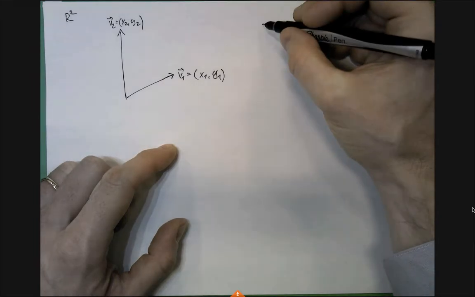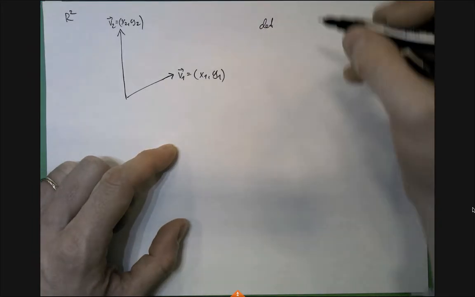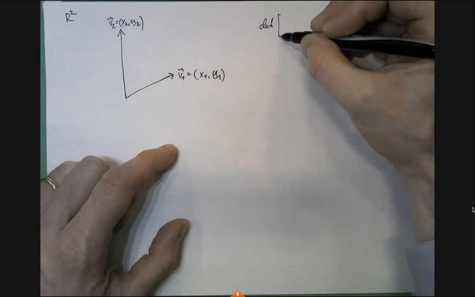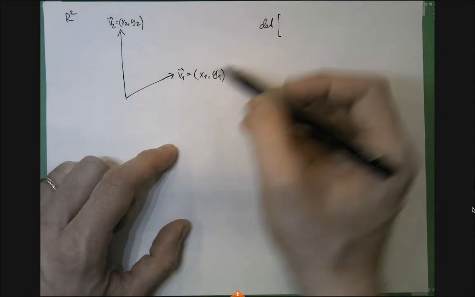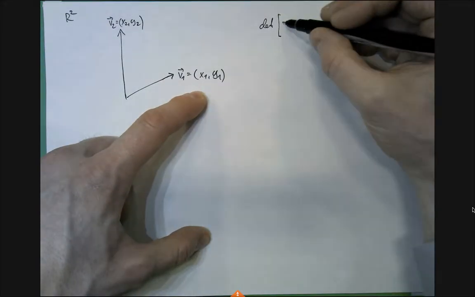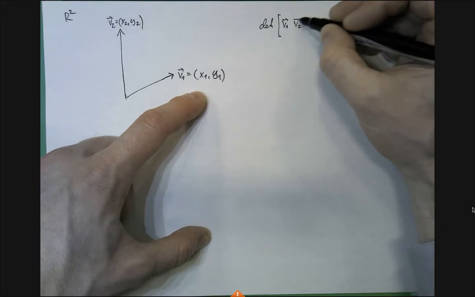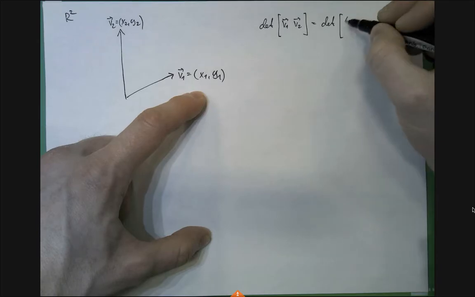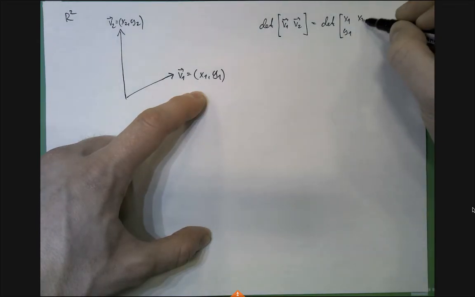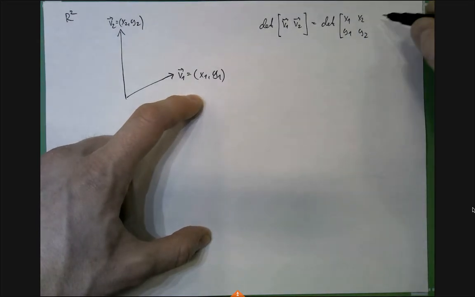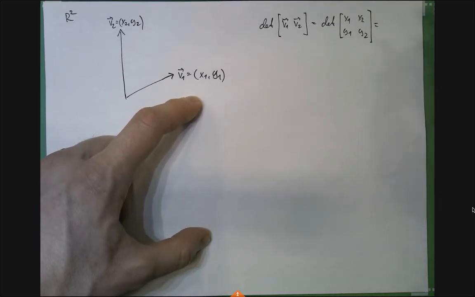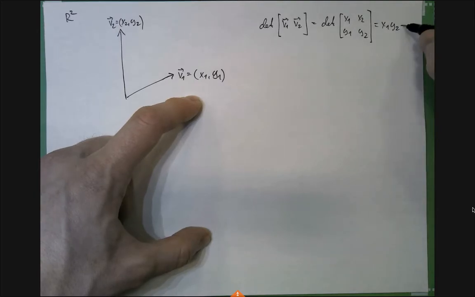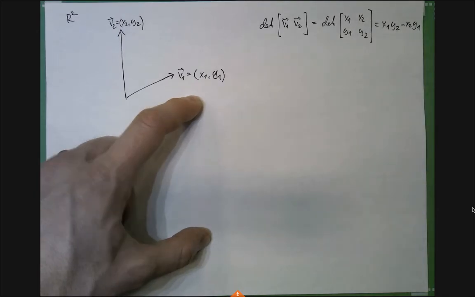What's going to be the determinant of a matrix such that the matrix has these vectors v1 and v2? Let me do it slowly. That is the determinant of x1, y1, x2, y2. Well, we know the formula. In 2 by 2 it's that simple: x1 y2 minus x2 y1.